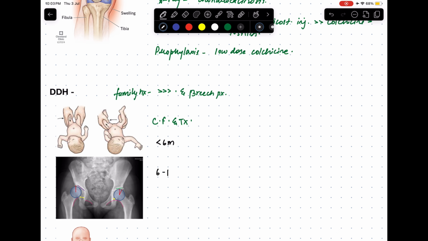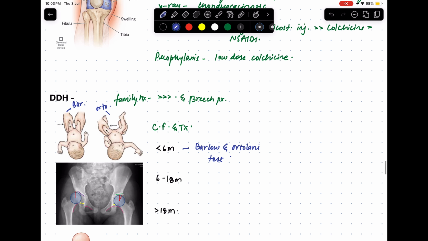So we'll divide this table into 3 points. One is less than 6 months, then we have 6 to 18 months, and then more than 18 months. First, how will you diagnose if the baby has DDH or not? In the baby less than 6 months, we do the Barlow or Ortolani test. The first photo is the Barlow test and the second photo is the Ortolani test. You can watch videos on YouTube of how this is performed. Then for the investigation in this age frame, we use hip ultrasound.